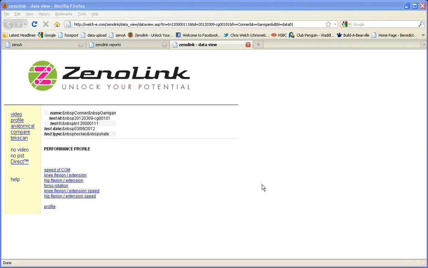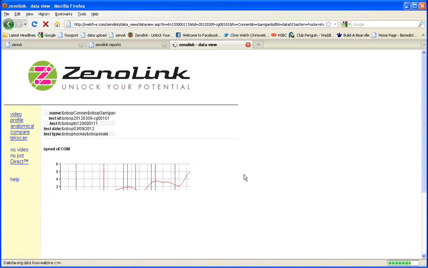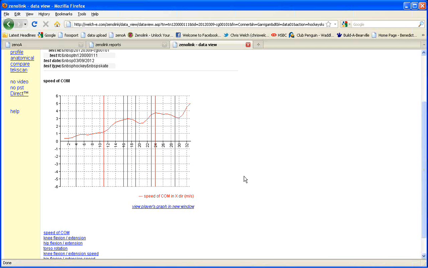This is a Xenolink data view analysis for Connor Garrigan. This is for a hockey skate acceleration from dead stop. We'll begin by looking at the acceleration of the center of mass.